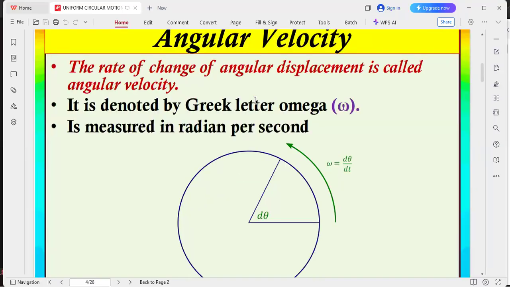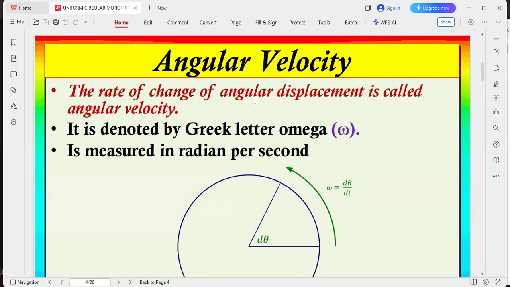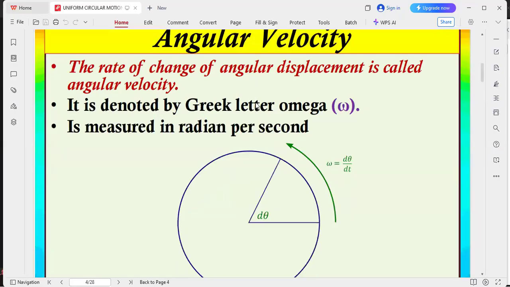And I said that we have 4 ways of calculating angular velocity. 1 was theta over time. 2 was omega equals 2 pi over periodic time T. 3, omega equals 2 pi f. 4, omega equals v over r. We have 4 of them.